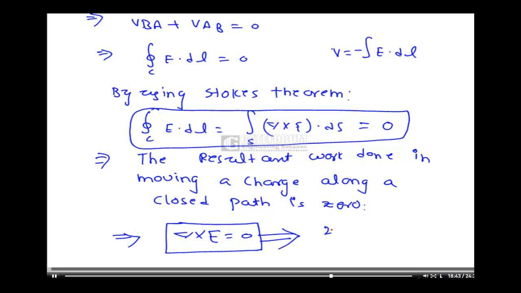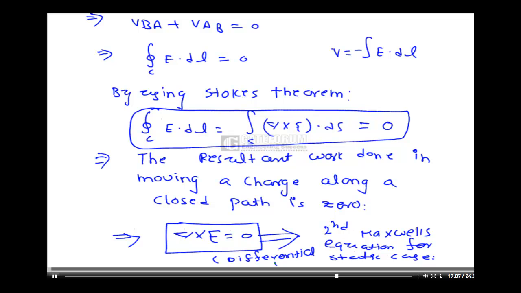So this is the second Maxwell's equation for the static case. This is the static case, that is, static fields we are considering. This is the second Maxwell's equation for the static case, in differential form or point form. This is the integral form of the second Maxwell's equation. Del cross E is equal to 0.